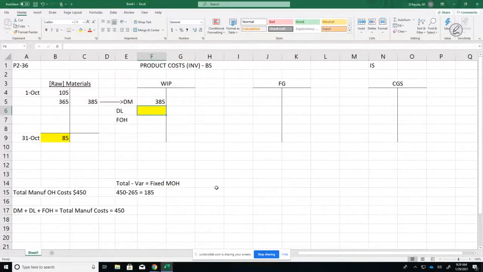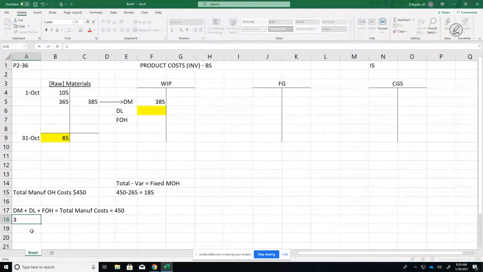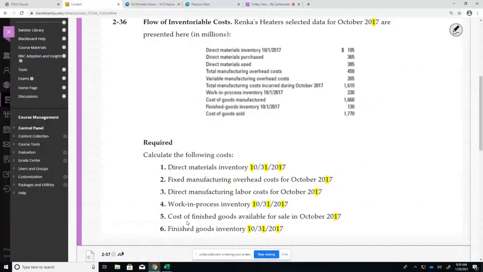And we know that the total is 450. So let's plug in what we know. We know direct materials, 385. We don't know direct labor. That's what we're solving for. Do we know manufacturing overhead costs? Yeah, we just talked about that. That's the 450. That's the total, right? And do we know what the grand total is, right? Let's see what information they give us.